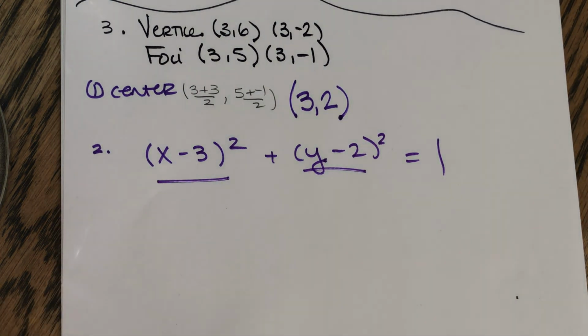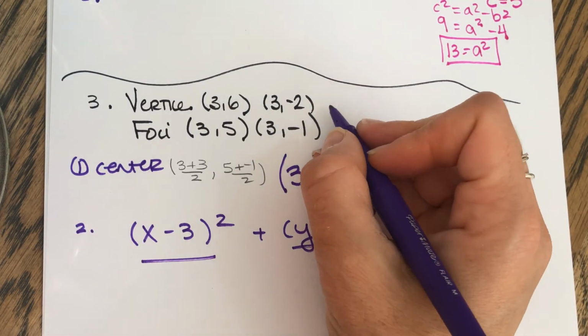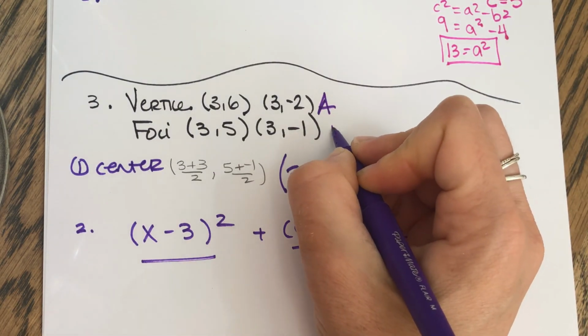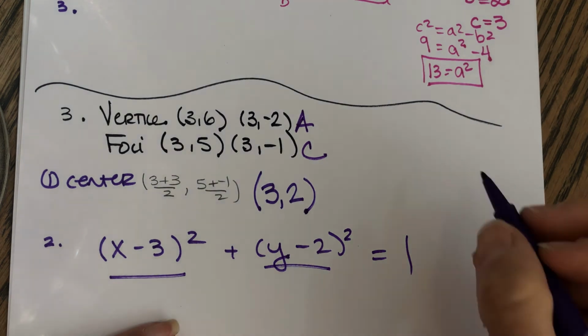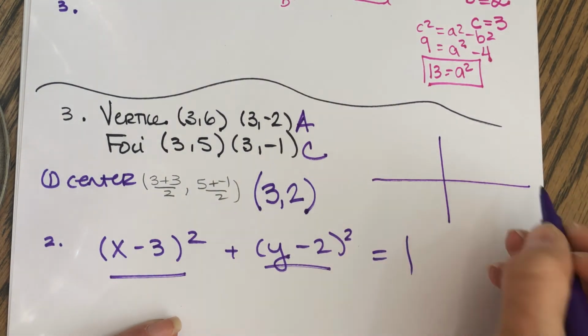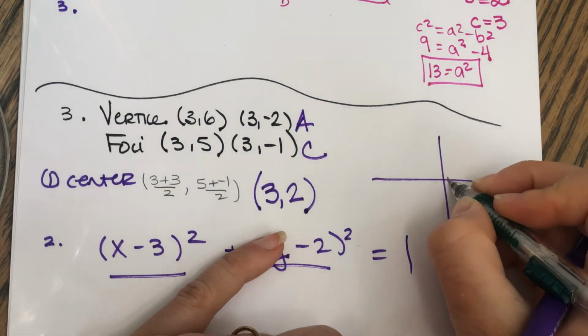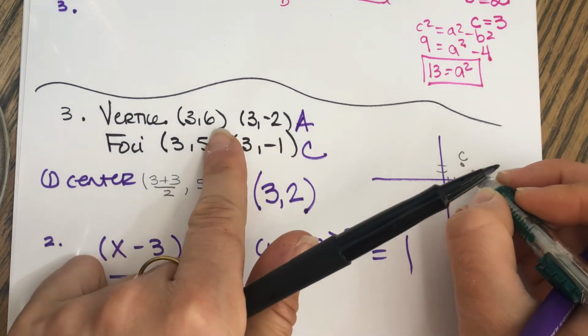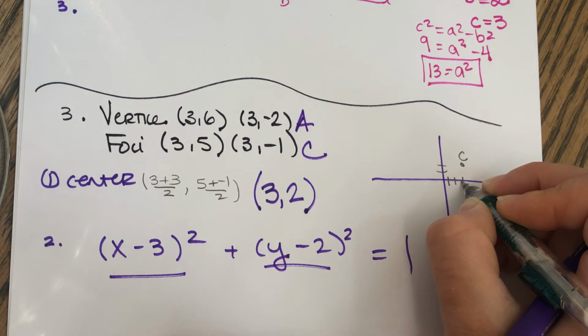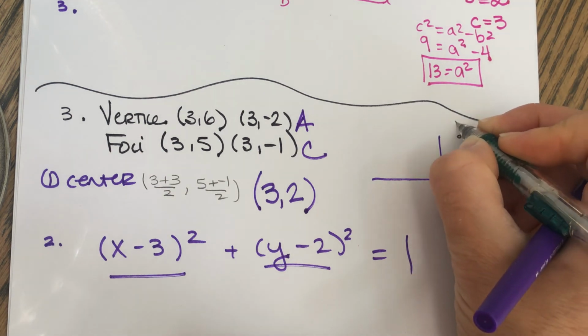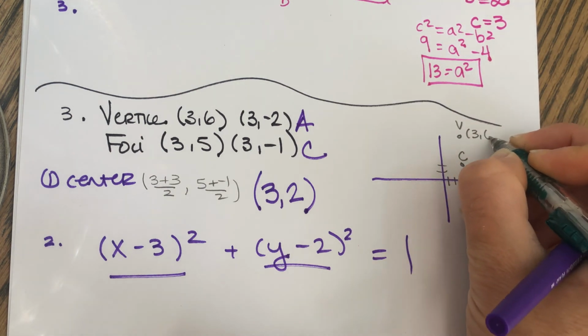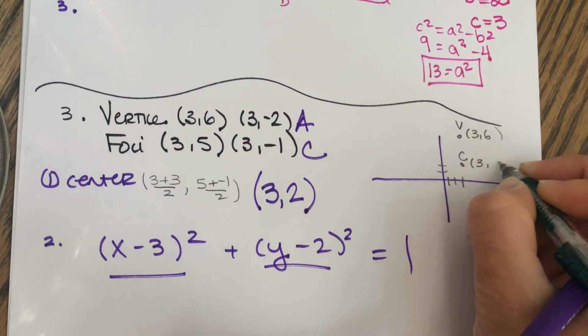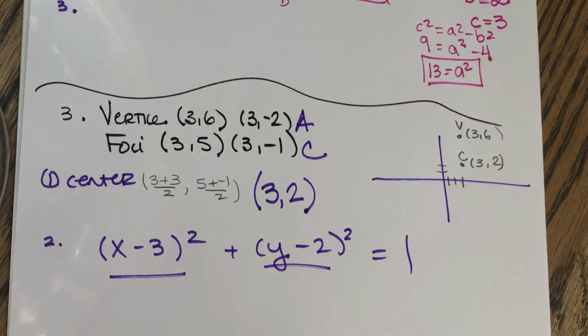Okay, so what are we given in this problem? We are given our vertex, which is our A, and we're given our foci, which is our C. I recommend you guys doing your sketching. Okay, I'm going to plot 3, 2. Here is my center, and then we have 3, 6. All you really need to do is one. So I'm just going to do one of them. So there's 3, 2, there's 3, 6.